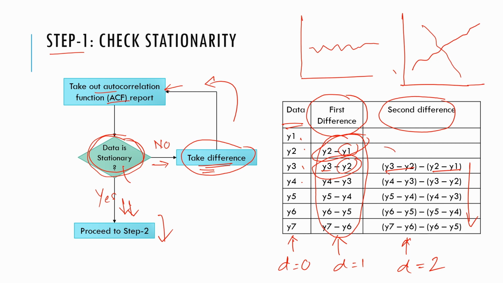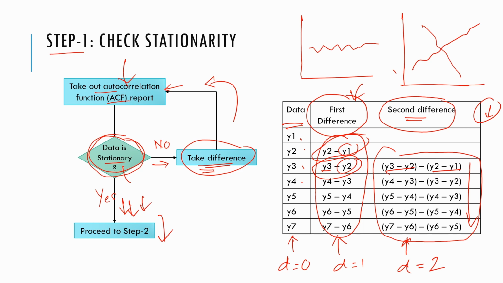Once you have calculated this, go for the autocorrelation and check the stationarity. If the data is stationary, then go to step 2. If it is not stationary, then you have to take another difference like this. Most of the cases, a single difference is sufficient to conclude stationarity. Otherwise, in some cases, like 10% of cases, you have to take the second difference. It is very rare that you should go for a third difference. So that is the end of step 1, the check of stationarity.